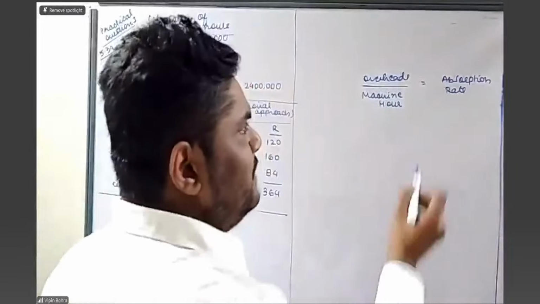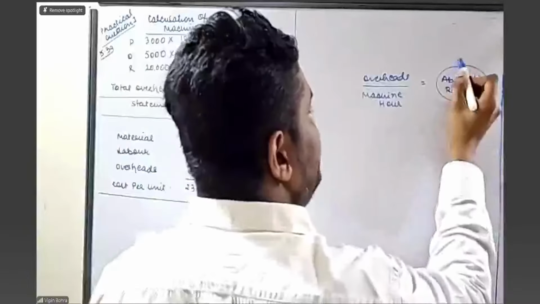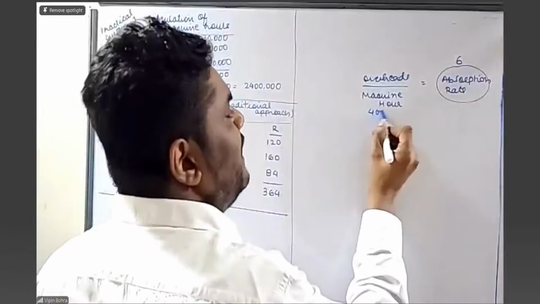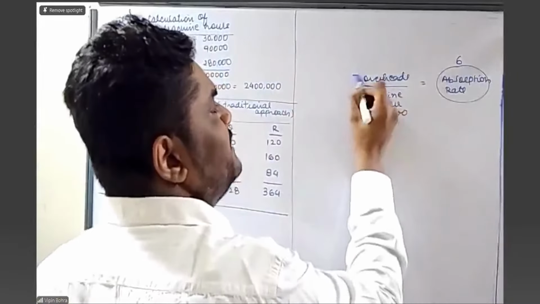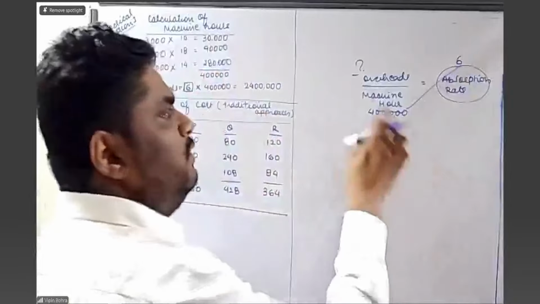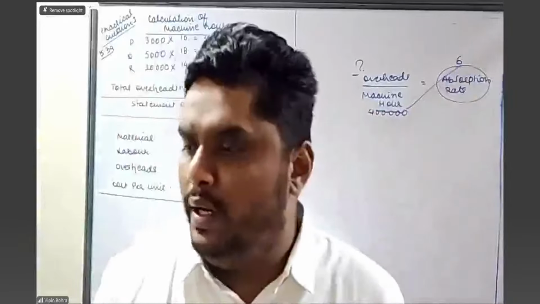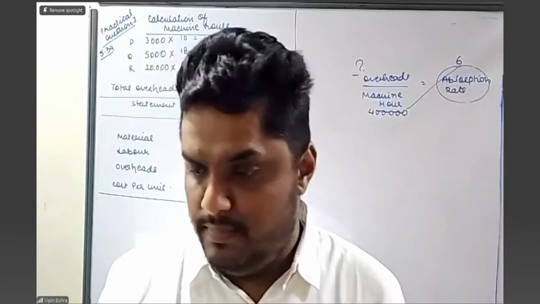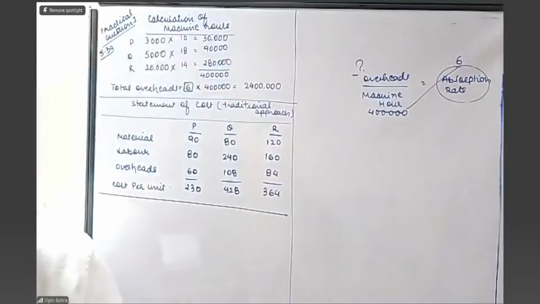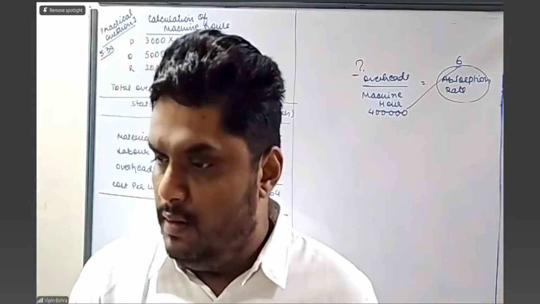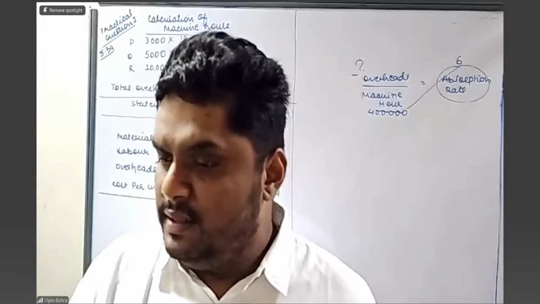Now see herein the absorption rate is given, that is rupees 6. Machine hours we have calculated, that is 4 lakh. Overheads are not given in the question. So very simple, cross multiply 6 into 4, 24 lakh will be my overheads. I hope it is clear, Harsh. Yes, Harsh.